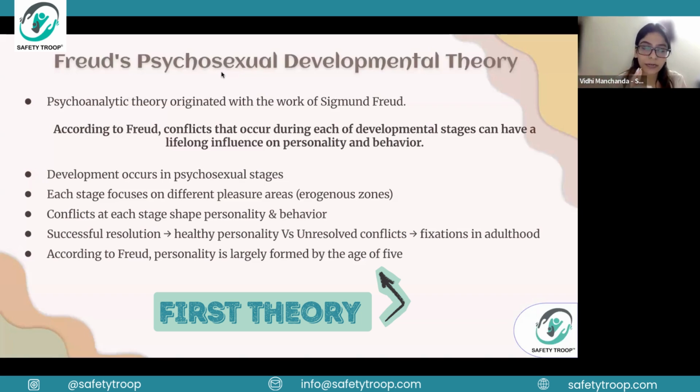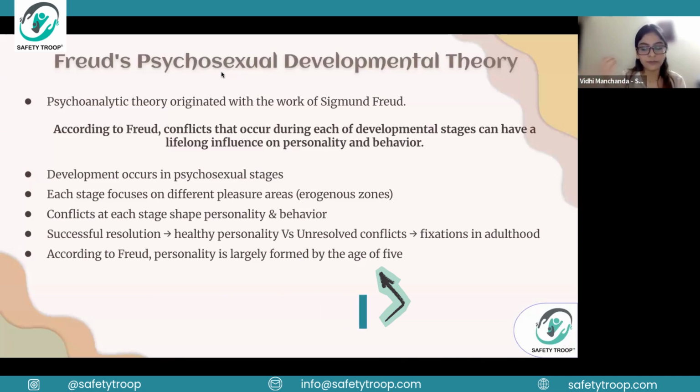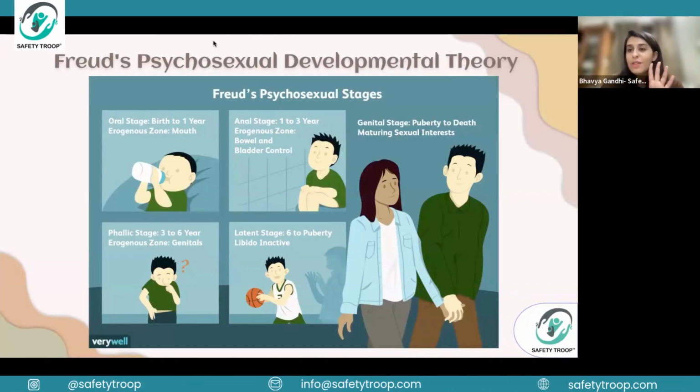If it is not satisfied at that particular stage, then there's something called fixation, which the child will experience. They might have unresolved conflicts and they will show a certain kind of behavior in their adulthood. Yes, Freud gave a total of 5 stages, which are called the psychosexual stages. Now, you might think, how is this useful, right?